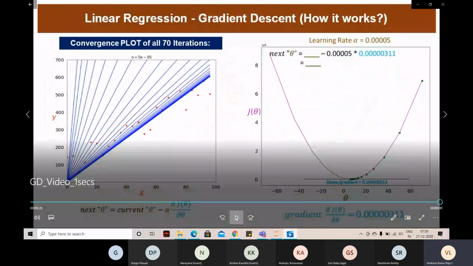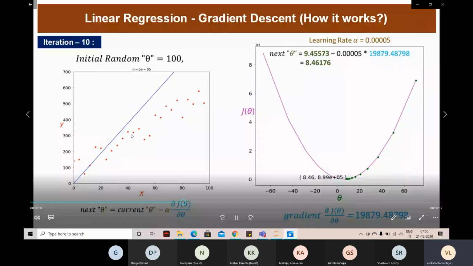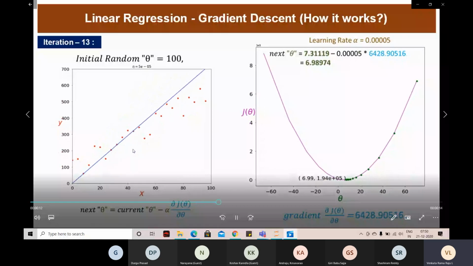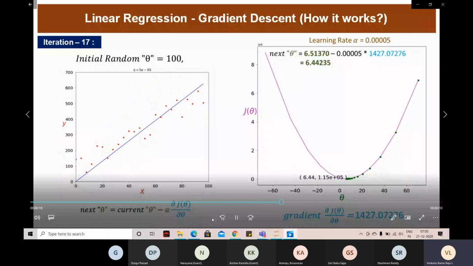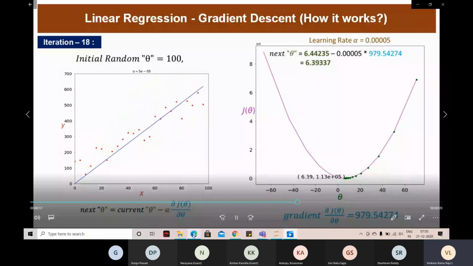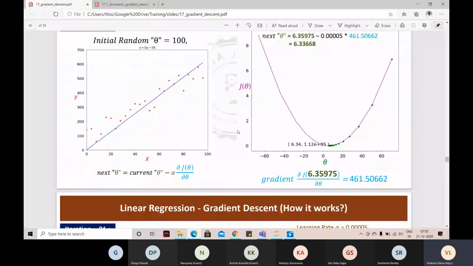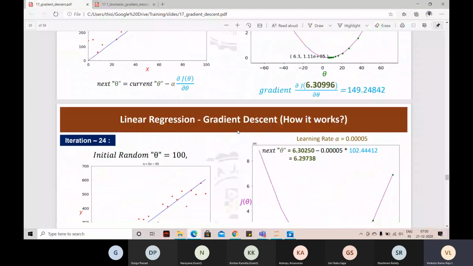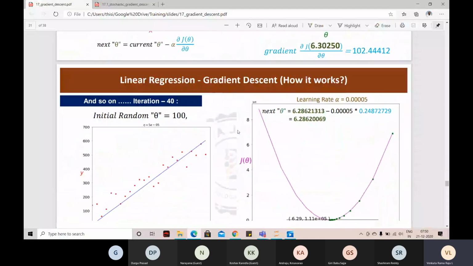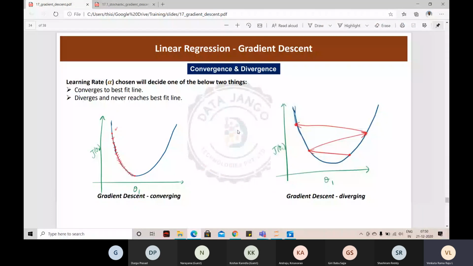systematically we are moving. Now the line can move the other way, or like that, or in any direction, at any angle, but it is moving only in a proper way towards the global minimum because of the gradient descent algorithm. Okay. So now, what is this alpha? We need to understand, right? Now theta is equal to theta minus alpha into the derivative of the cost function with respect to theta.